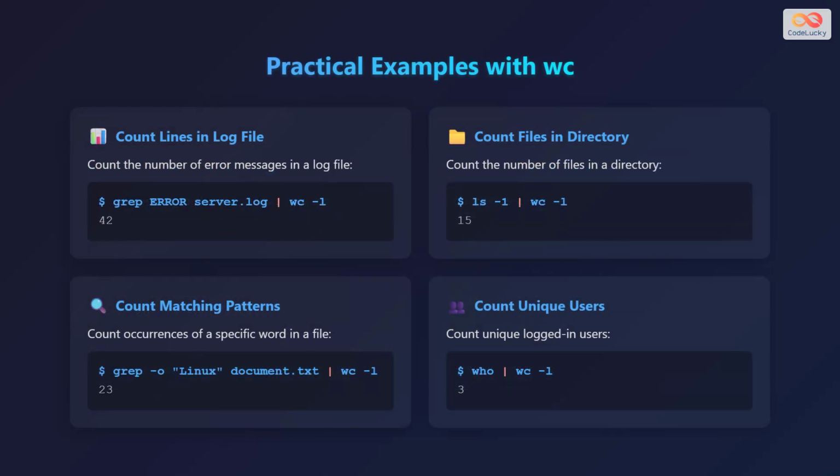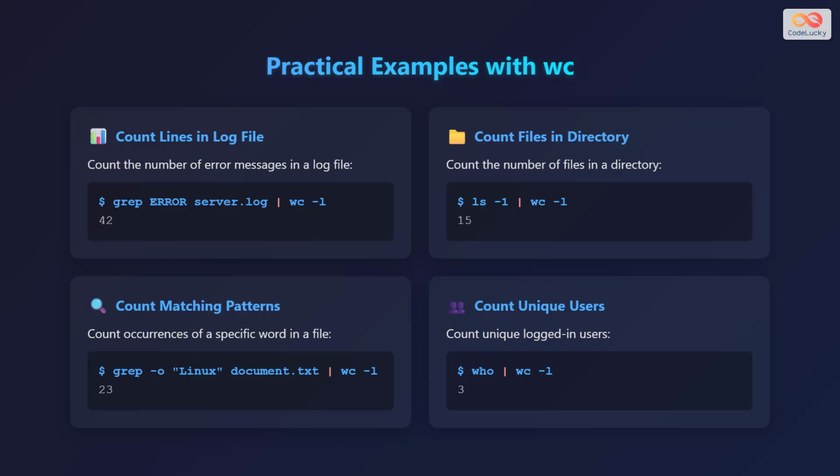Let's explore some practical examples using the wc command. To count the number of error messages in a log file, you can use grep error server.log | wc -l. This will give you the number of lines containing the word error. To count the number of files in a directory, use ls -1 | wc -l. This lists each file on a new line and then counts those lines.